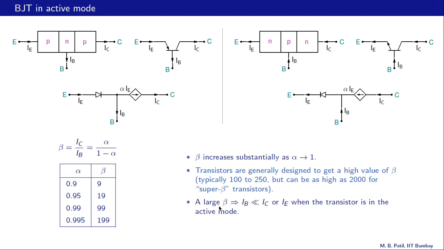One important implication of a large beta is this. What is beta? It is IC by IB. So IB is IC divided by beta. So that means if beta is large, IB would be much smaller than IC, or for that matter IE, when the transistor is in the active mode.